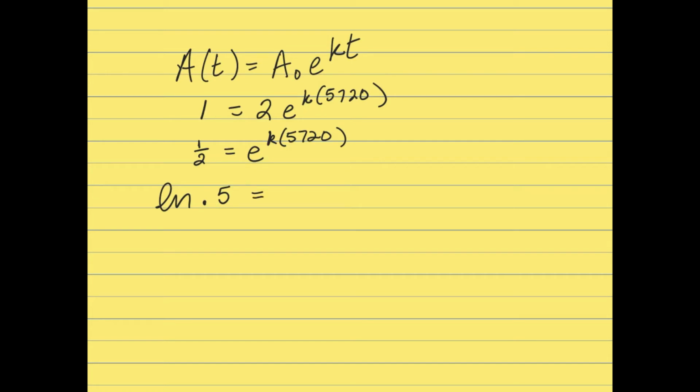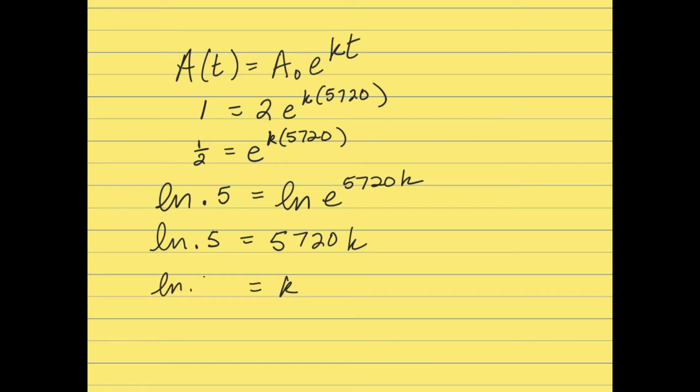And we take the natural log of both sides to get that k out from the exponent, so we can end up with k equals. Because natural log and exponential function are inverse functions, they undo each other, and we end up with the natural log of 1/2 equals 5720k. Usually I insist on fractions, but in a word problem, decimals are fine.